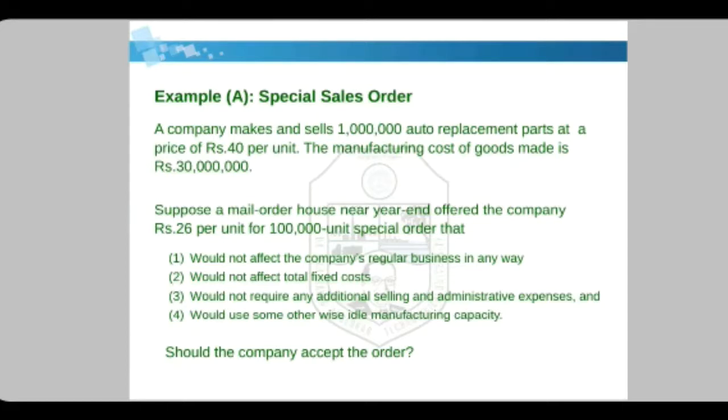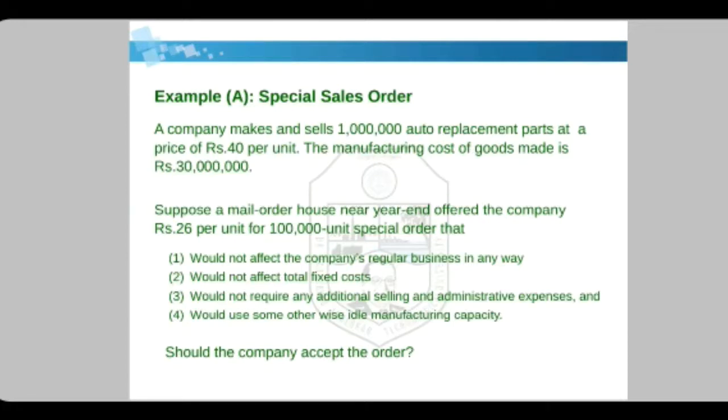So they are selling a single part at rupees 40, and the manufacturing cost of a single part is rupees 30. Suppose a mail order house near year end offers the company rupees 26 per unit for a 1 lakh unit special order. Okay, now there is one mail order house offering them a price of 26 rupees per unit. Now see, they are selling at rupees 40 per unit, the manufacturing cost is 30 rupees per unit, and the mail order house is offering them 26 rupees per unit.